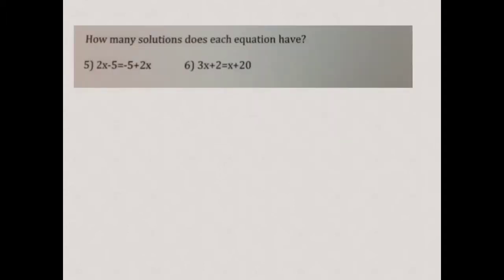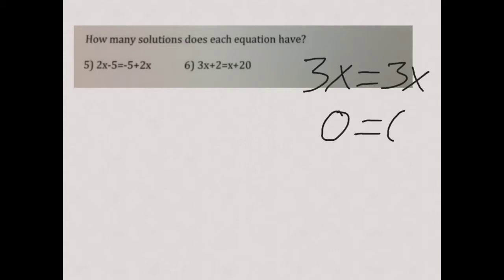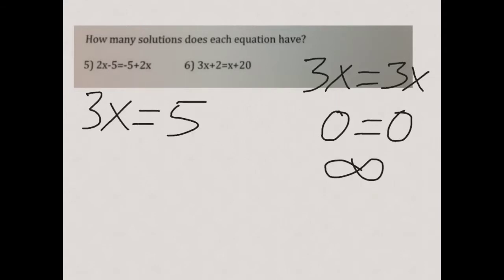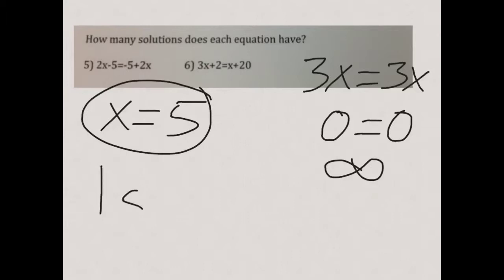How many solutions does each equation have? Now, real quickly, if you end up with something that looks like it's mirroring itself like 3x equals 3x, or even 0 equals 0, so you cancel everything out, that would be infinite. Okay. If you end up with something like 3x equals 5, well, I'm sorry, not 3x equals 5. Say your final answer is x equals 5. Then, since you're able to solve it to where it's only one number, one possible number that can work, one number, one solution.